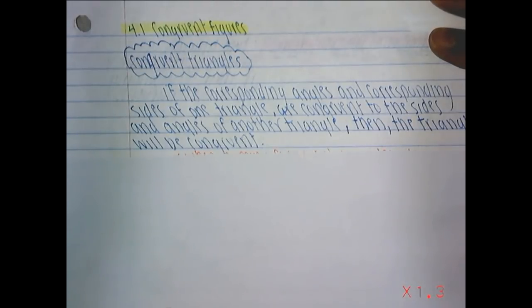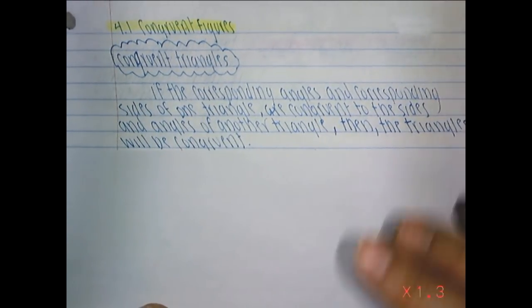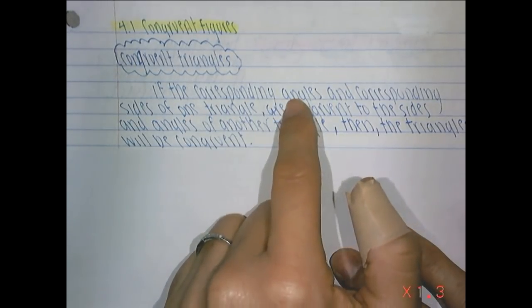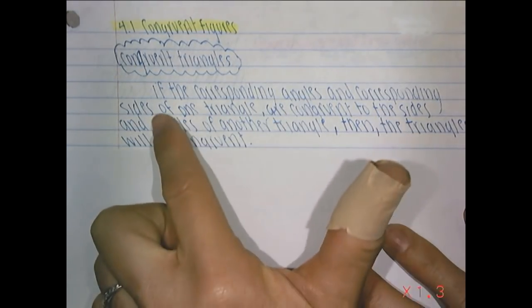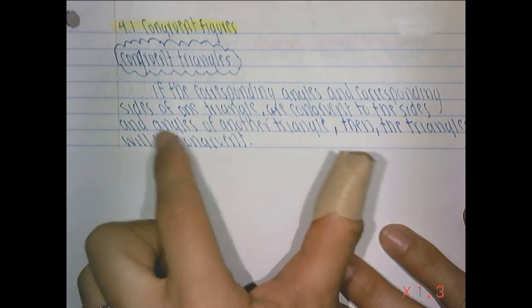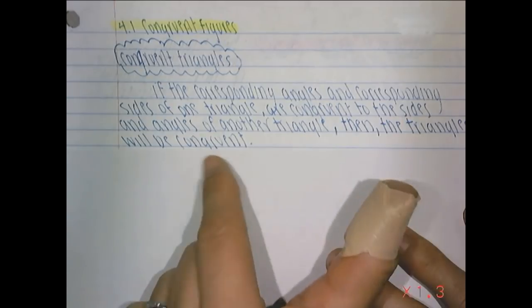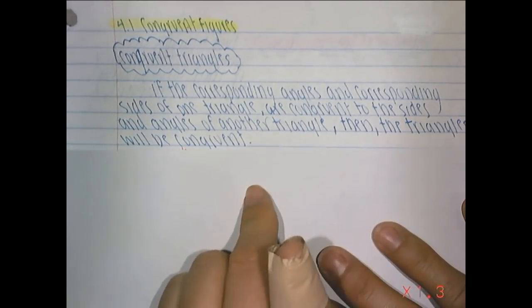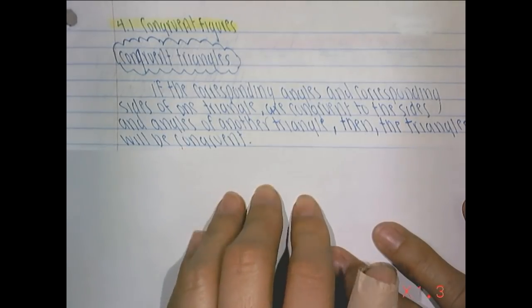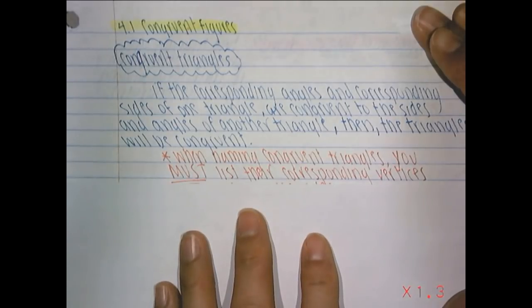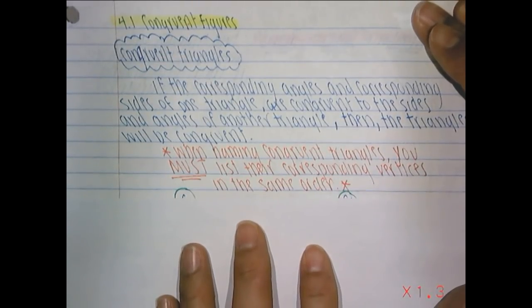So what we're going to talk about is congruent triangles. If the corresponding angles and the corresponding sides of one triangle are congruent to the sides and angles of another triangle, then the triangles will be congruent. The matchy-matchy angles and the matchy-matchy sides have to be congruent, and then you can say that the triangles are congruent. So let's look at this.